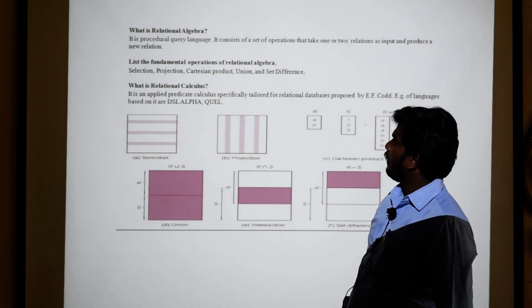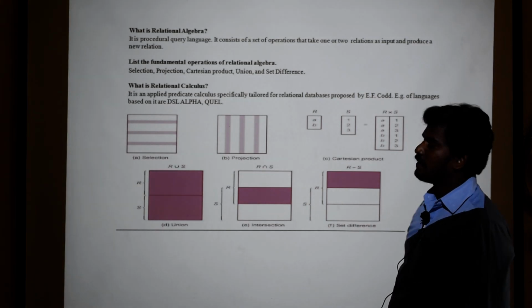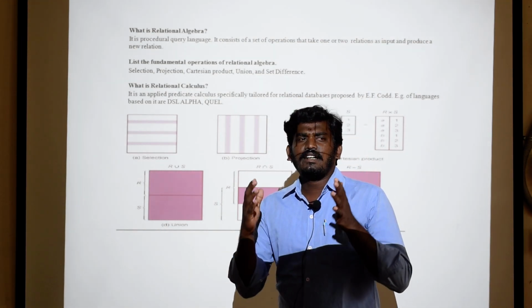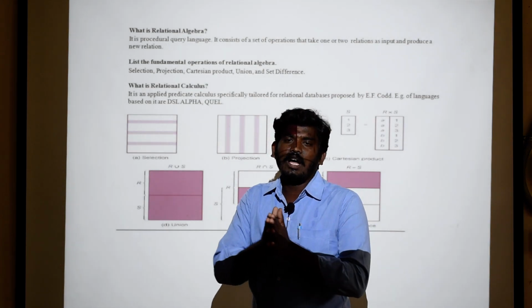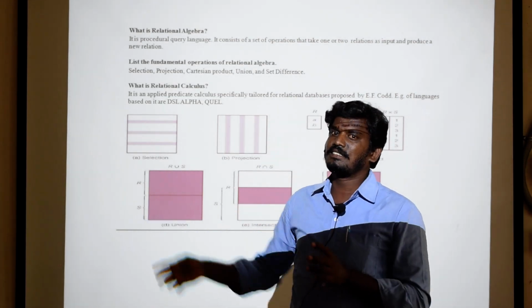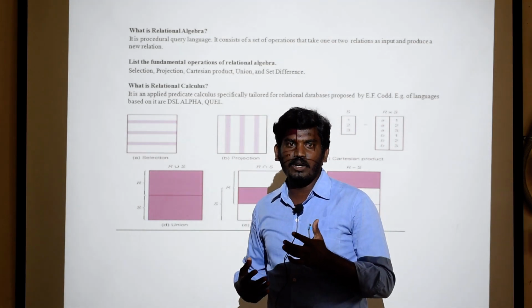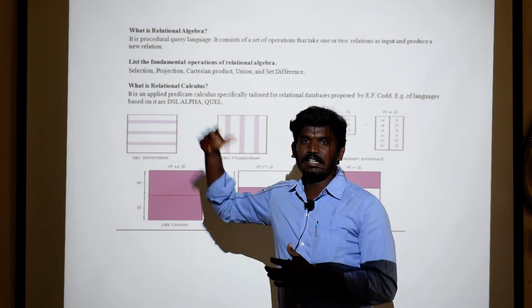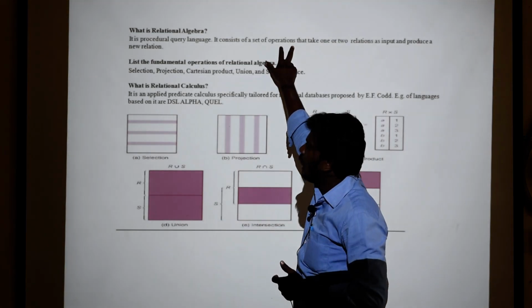It is a procedural query language. It consists of a set of operations that takes one or two relations as input and produces a new relation as the result. In DBMS previously, we discussed constructing and normalizing, and followed some methods. But relational algebra is totally different, because it is purely based on mathematical applications. That is called a query language applying mathematical terms.